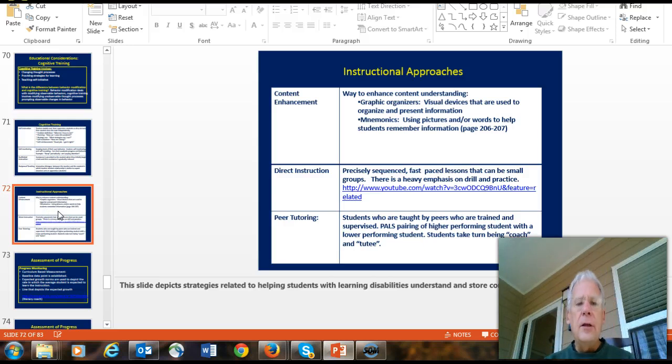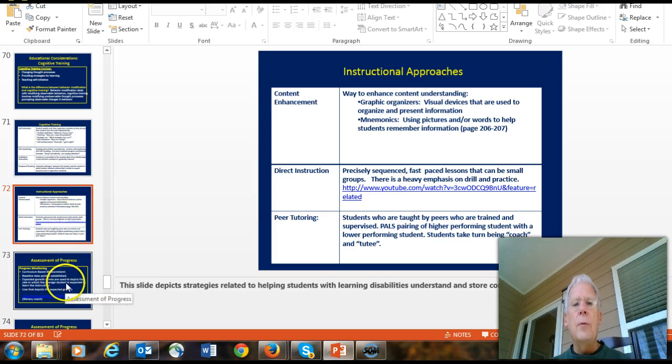And again, I think you're familiar with some of these. For example, the content enhancement, the idea of using graphic organizers, direct instruction. Again, we talked about the fact that that's different from the direct instruction that you're used to in the college classroom. And peer tutoring should be fairly easily understood. So I just want to review with you those cognitive training strategies.